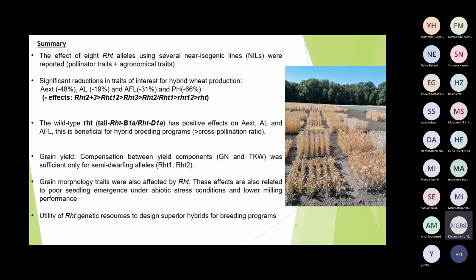In contrast, the wild type presented the most positive effect on these variables: anther extrusion, anther length, and anther filament length. So these effects are very beneficial for hybrid breeding programs because they enhance the cross-pollination ratio for male parents, for example. For grain yield, we reported a compensation between yield components that was sufficient for increasing the grain yield compared to the RHT allele, but this compensation was only verified for RHT1 and RHT2.